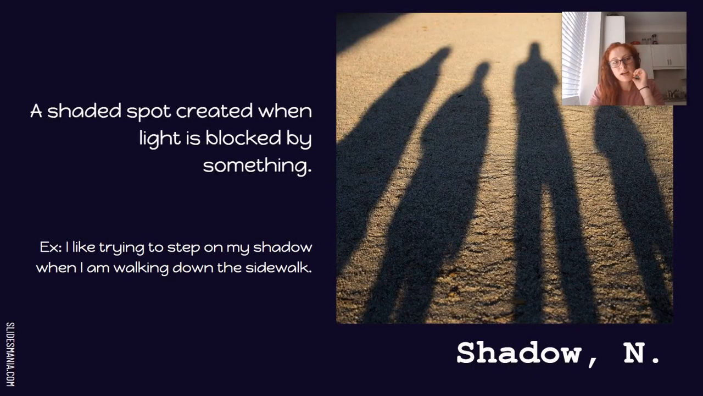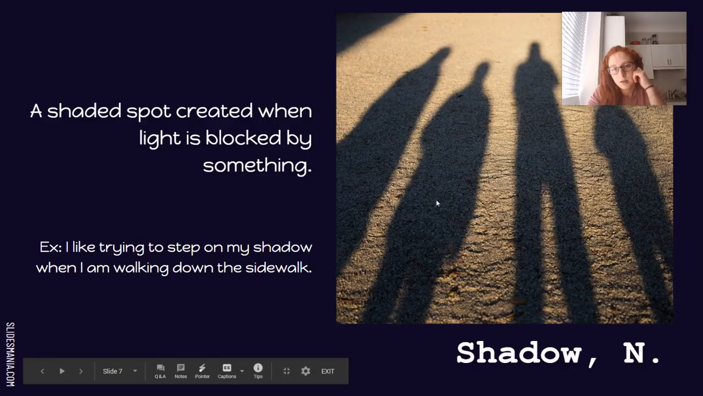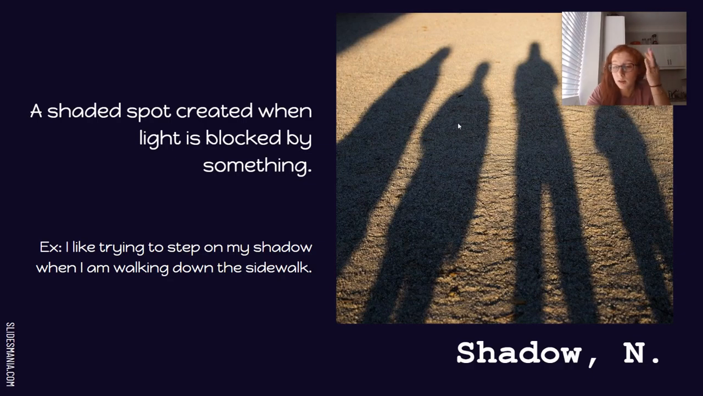Shadow. Shadow is another noun, and a shadow is a shaded spot created when light is blocked by something. I like trying to step on my shadow when I am walking down the sidewalk. So you can see these dark spots are their shadows, and they appear to be the shadows of people. So the reason that this is dark is because the bodies of the people are blocking the light, so the light can't go through them, which is why this part is dark, okay?